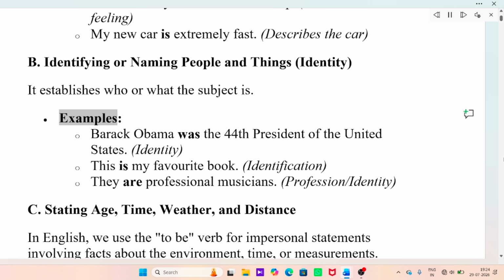Examples. Barack Obama was the 44th President of the United States. Identity. This is my favorite book. Identification. They are professional musicians. Profession/identity. C. Stating age, time, weather, and distance. In English, we use the to be verb for impersonal statements involving facts about the environment, time, or measurements.